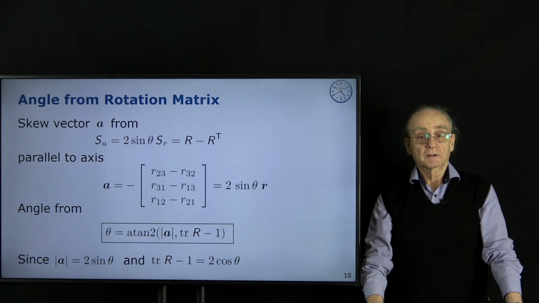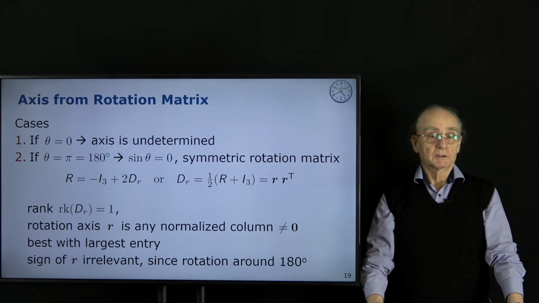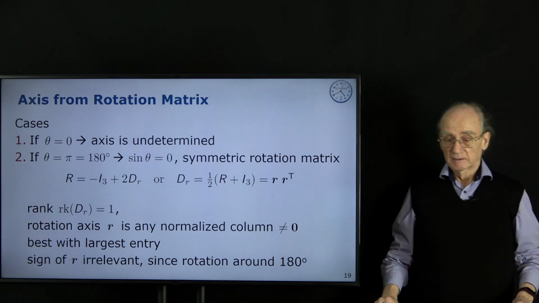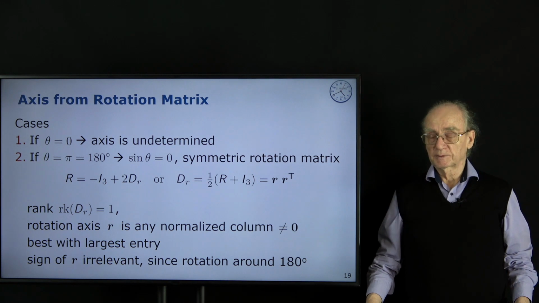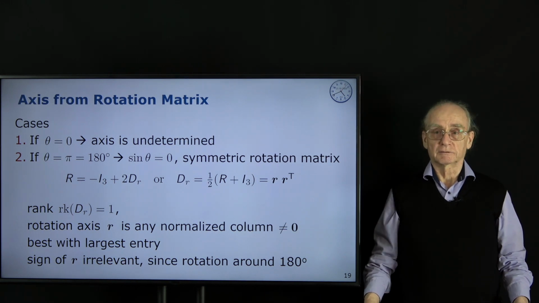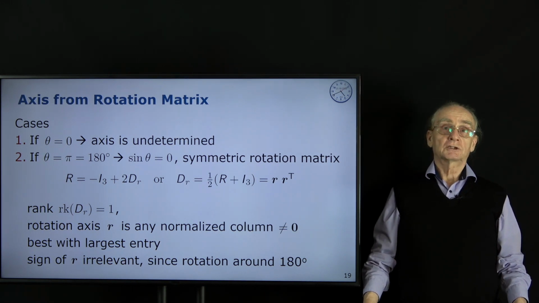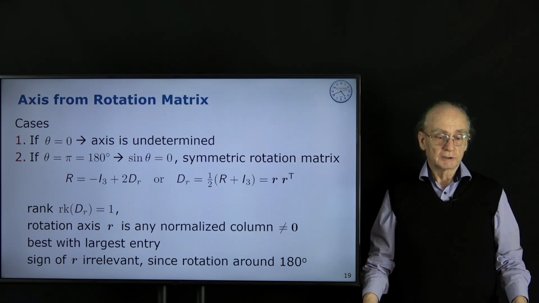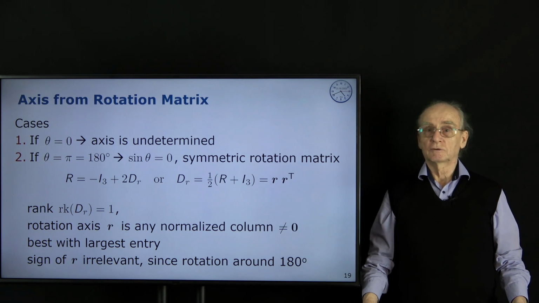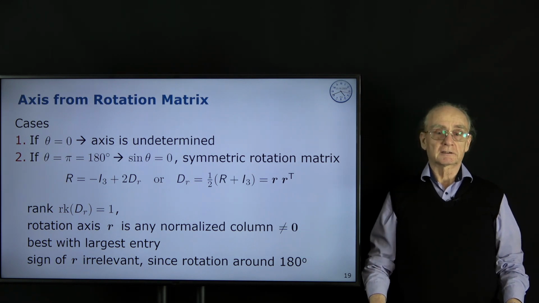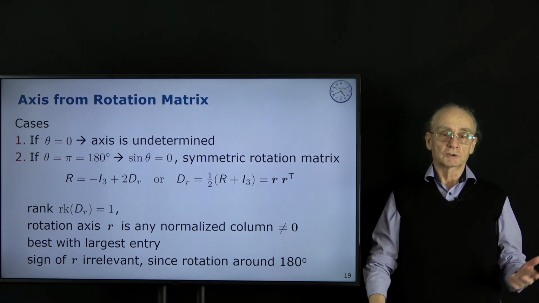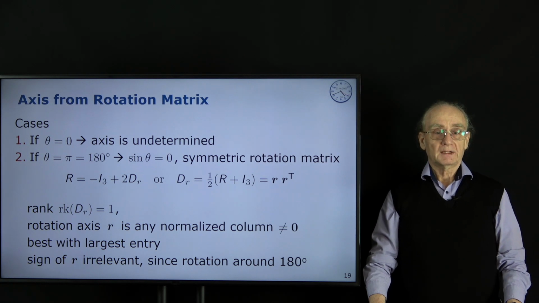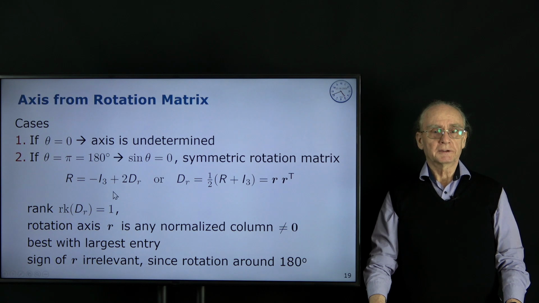Now we want to look at the rotation axis. That's a little bit more tricky, because it starts with the simple case that the rotation is 0. That means the rotation matrix is a unit matrix. What is the rotation axis? Now, you can take any rotation axis and not rotate, and get the unit matrix. So the rotation axis is not determined. You can choose any. This is easy. The second part is a little bit more involved.